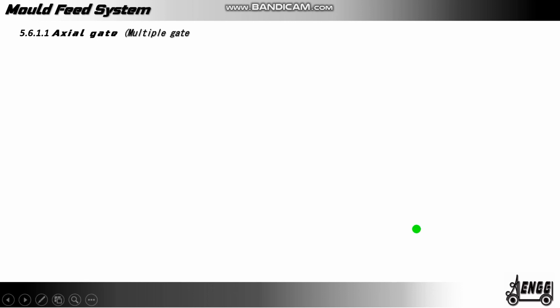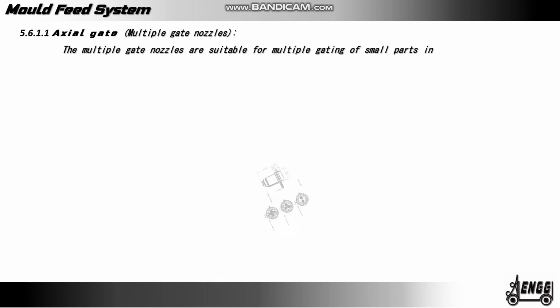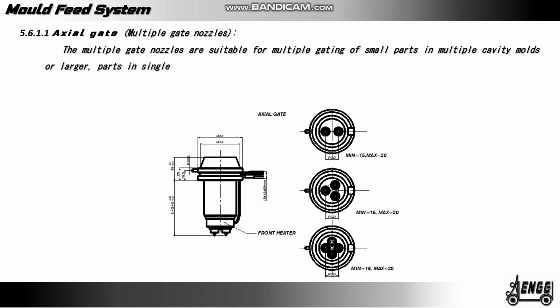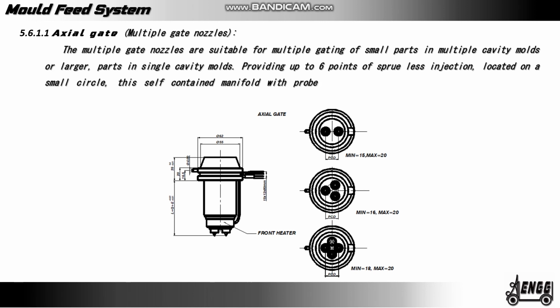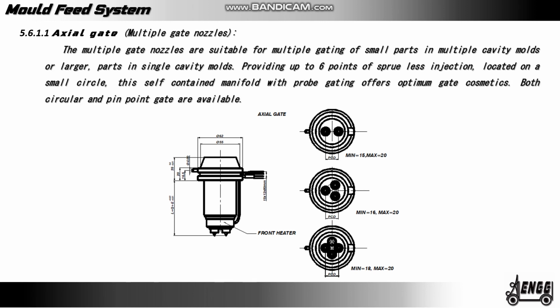Axial gate, multiple gate nozzle. The multiple gate nozzles are suitable for multiple gating of small parts in a multiple cavity mold or larger parts in a single cavity mold, providing up to 6 points for screwless injection. Located on a small circle, this self-contained manifold with probe gating offers optimum gate cosmetics. Both circular and pinpoint gates are available.